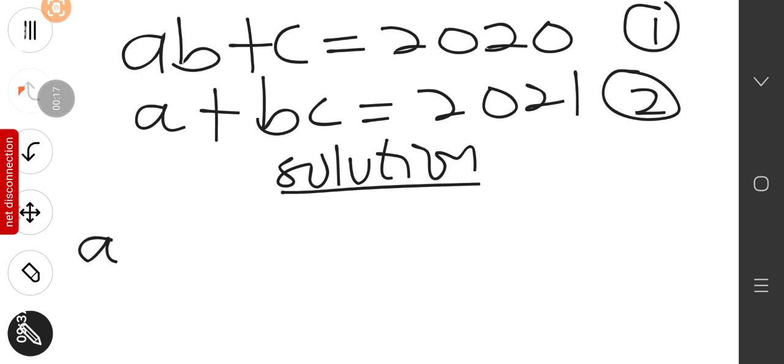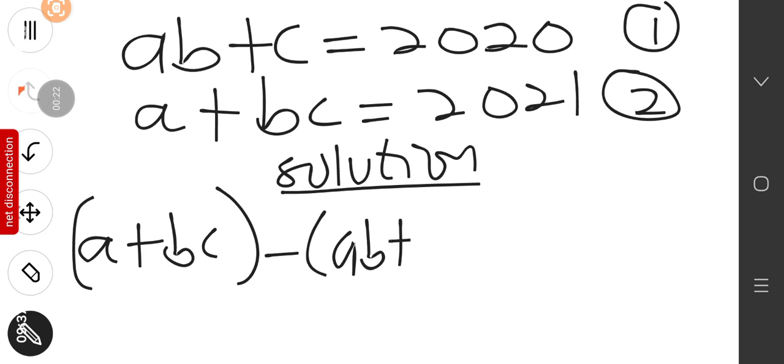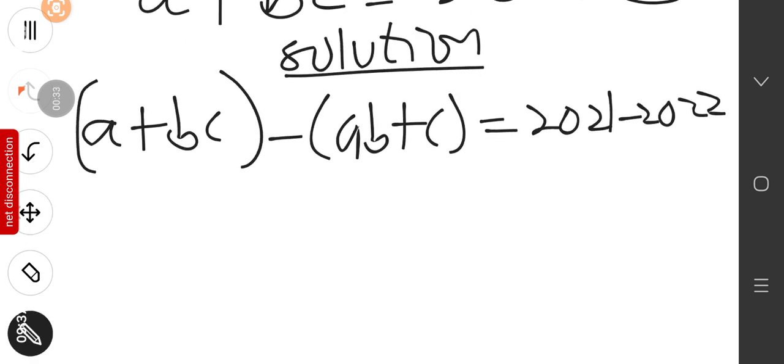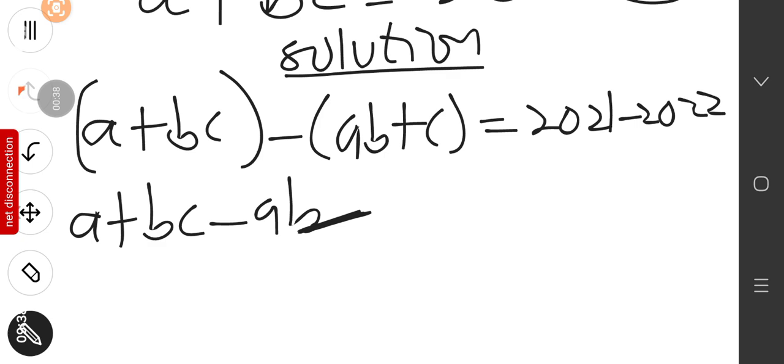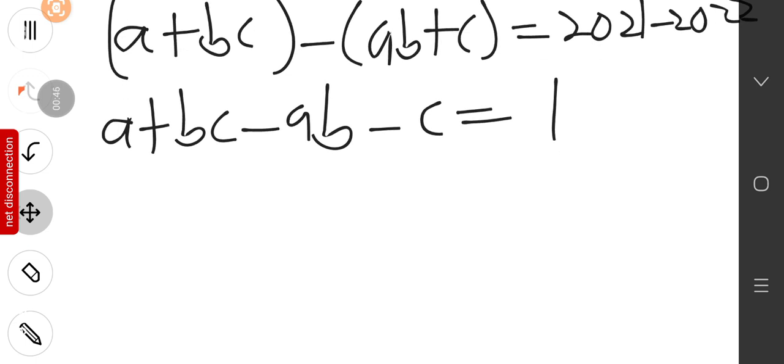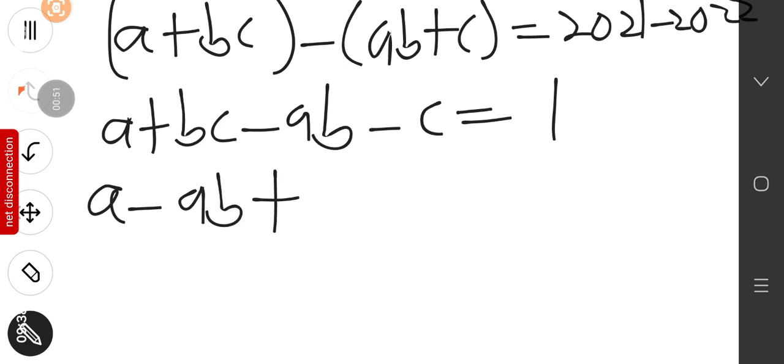So we can say A plus BC minus AB plus C equals 2021 minus 2020. So you're going to have A plus BC minus AB minus C equals 1. Let's write our equation in another form: A minus AB plus BC minus C equals 1.